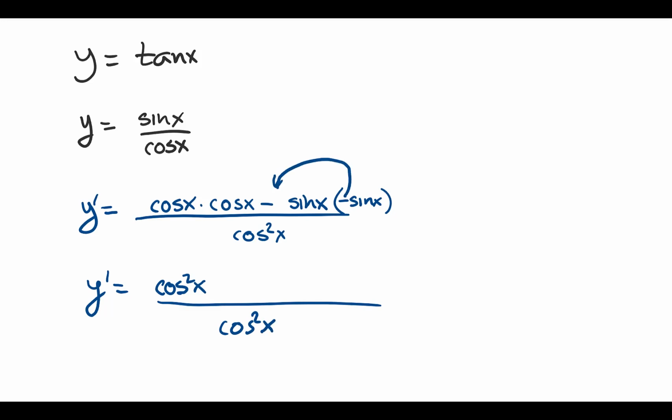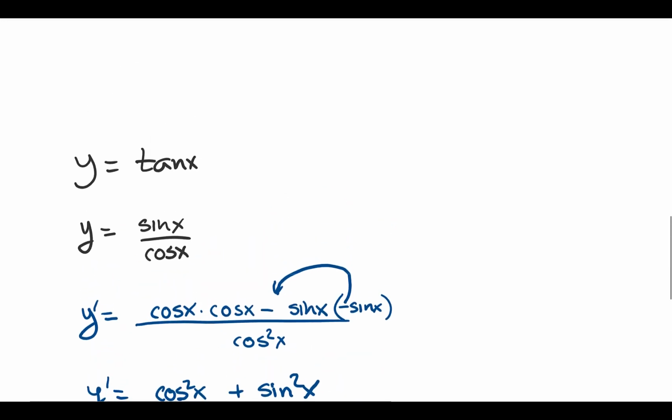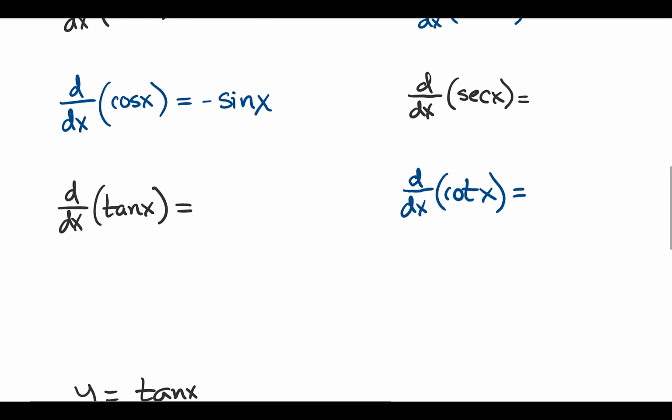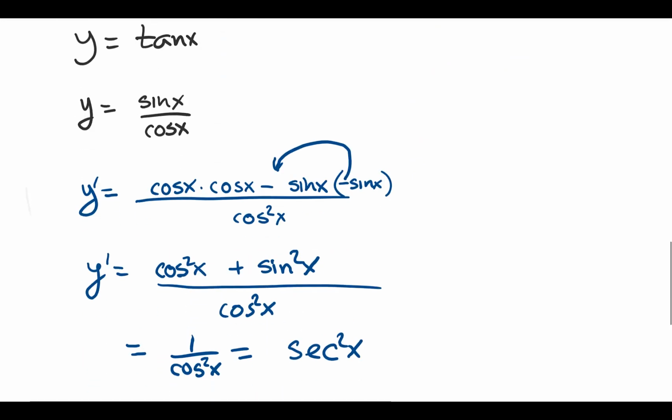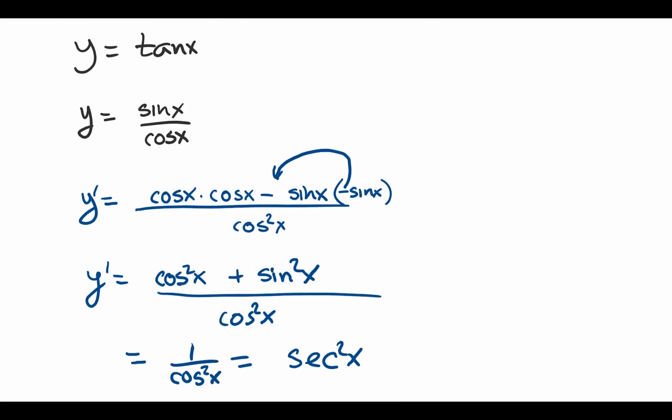That negative has to come over here. We get a negative and a negative. That creates a positive. So it looks like we have cosine squared plus sine squared. No, sine squared plus cosine squared. That's 1. And then if you flip your 1 over cosine squared, you get secant squared. So the derivative of tangent is secant squared of x. There it is.